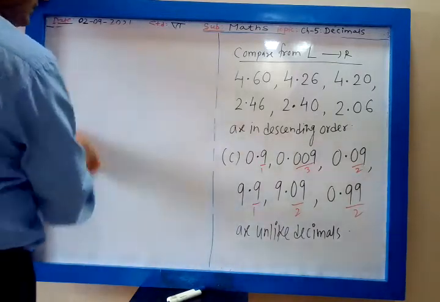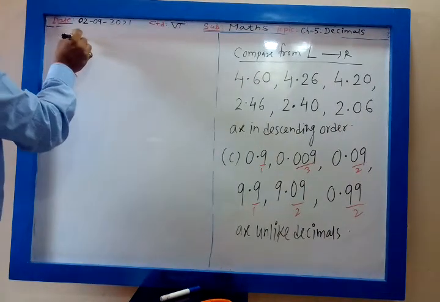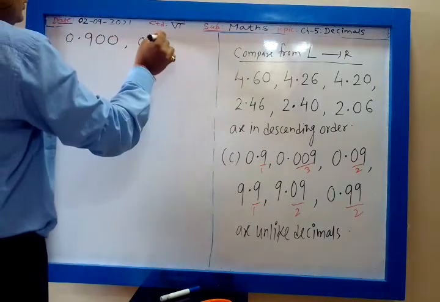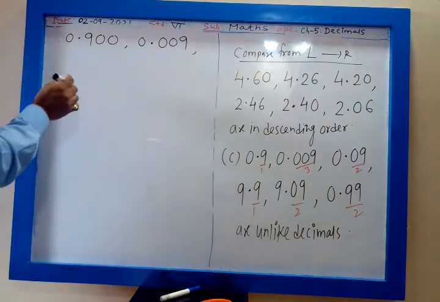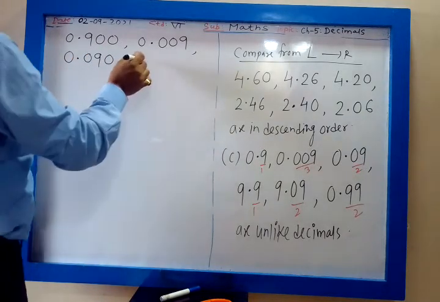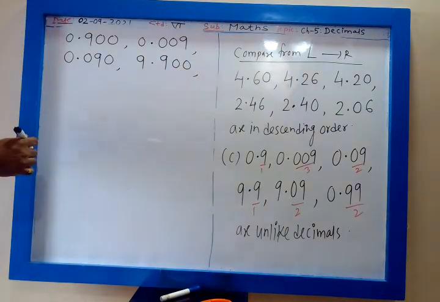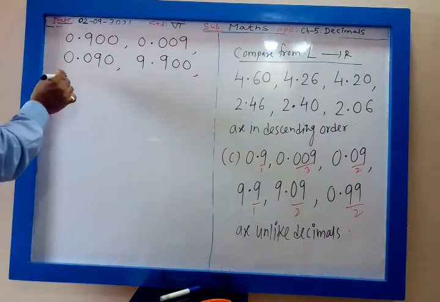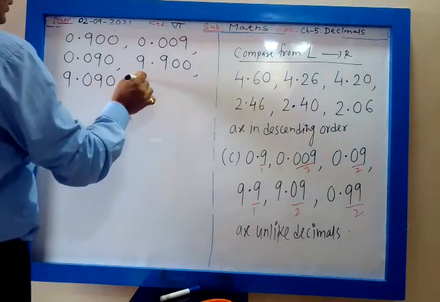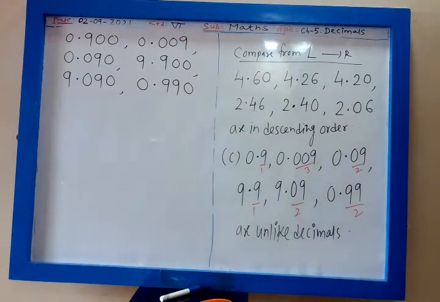So which is maximum? Maximum is 3. So this I will write 0.900, then 0.009, okay, then 0.090, then 9.900, then 9.900, okay, 9.09, 9.090, then 0.990. Check whether they are like decimals.